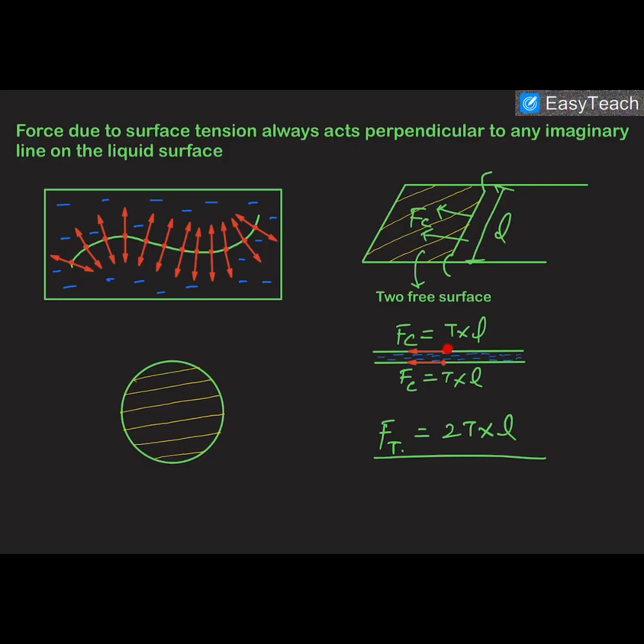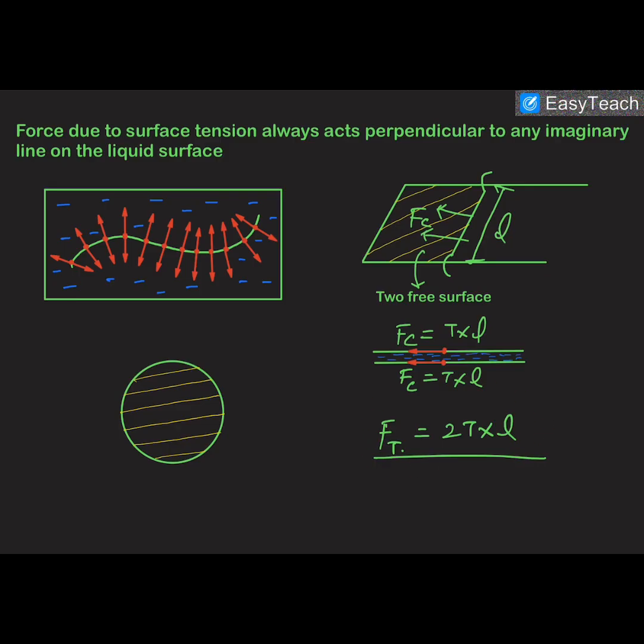Now obviously we can say that cohesive force will be acting on both of the surfaces, and therefore the net cohesive force will be 2T into L. So in the case of two free surfaces, we take the surface tension as 2T. It would give us the net cohesive force acting on that.